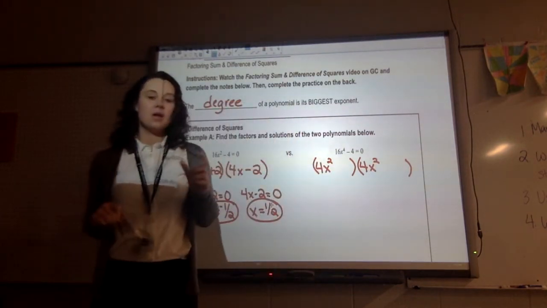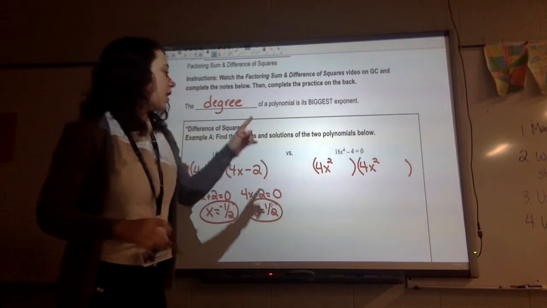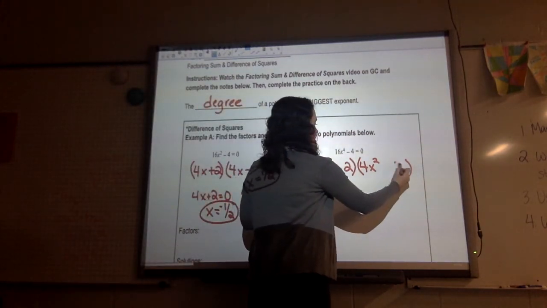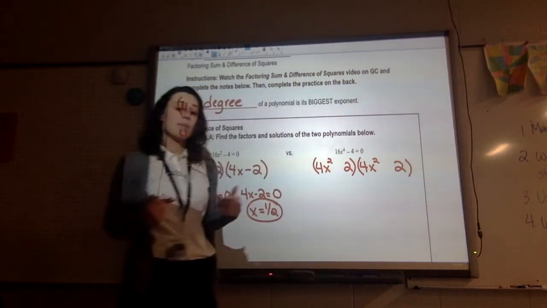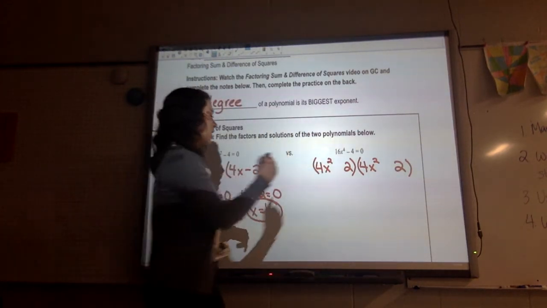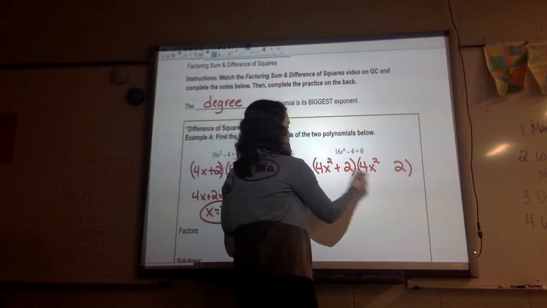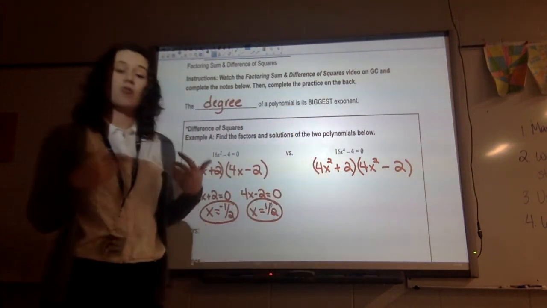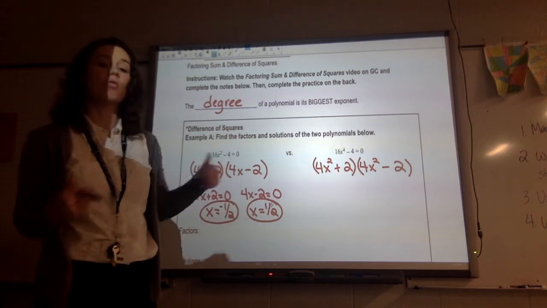Okay? Now for my last piece, I have a 4. Well, the square root of 4 is 2, so each parentheses gets a 2. And my signs are exactly the same as they were in the first one, plus and minus. There's my factors. The only thing that changed was I now have an x squared in the parentheses.